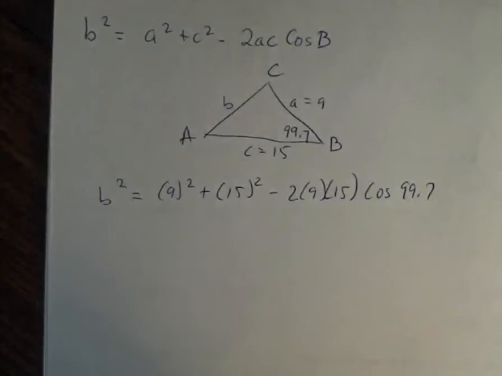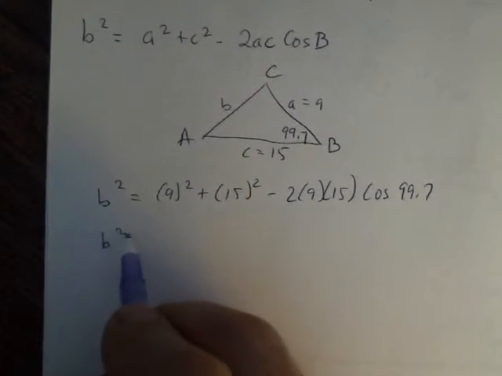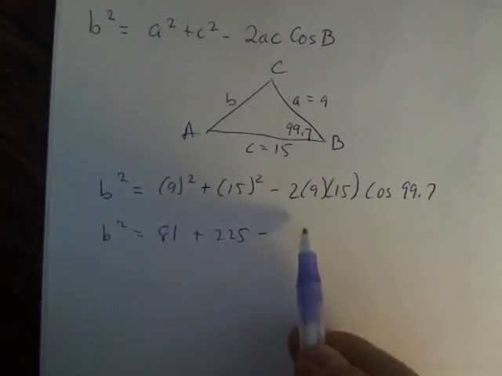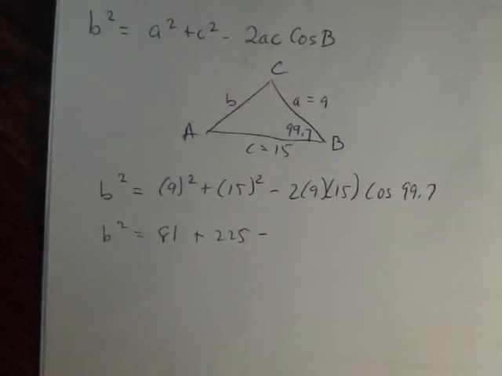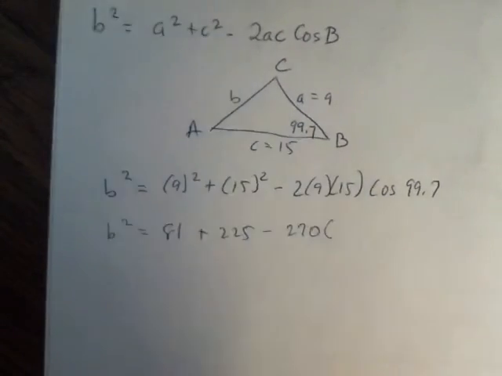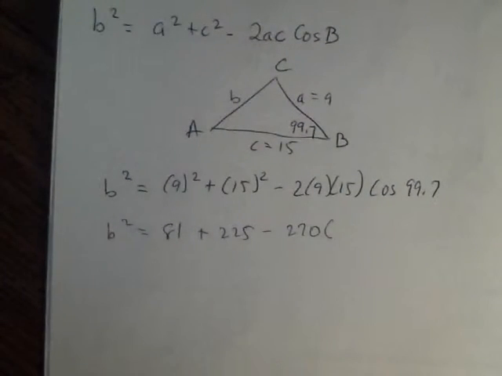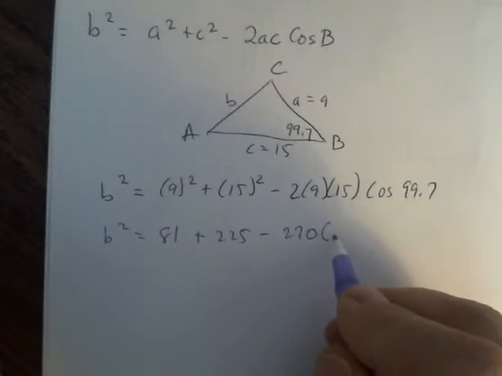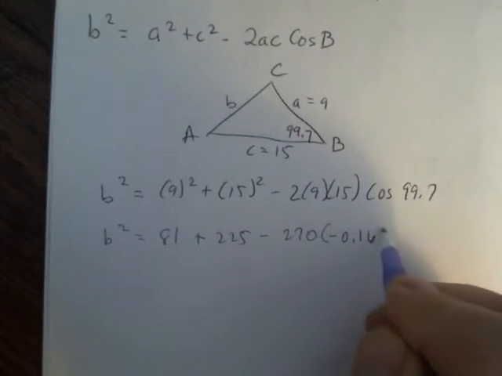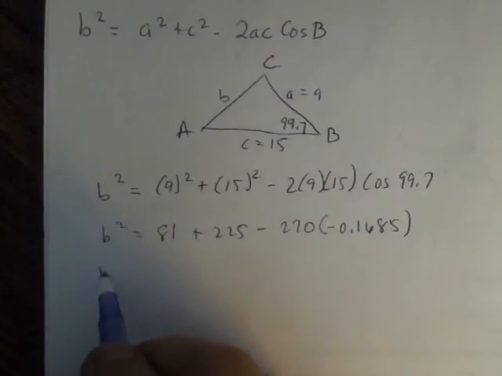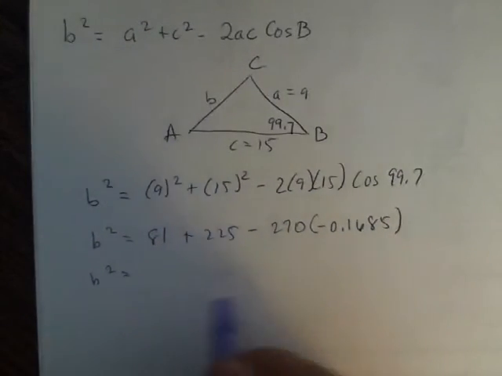So what I'm going to do is I'm just going to take a couple of extra steps, evaluate as much as I can. 2 times 9 times 15, that's 270. And then I'm going to figure out what the cosine of 99.7 is. And that is negative 0.1685. So again, be careful here with your arithmetic.